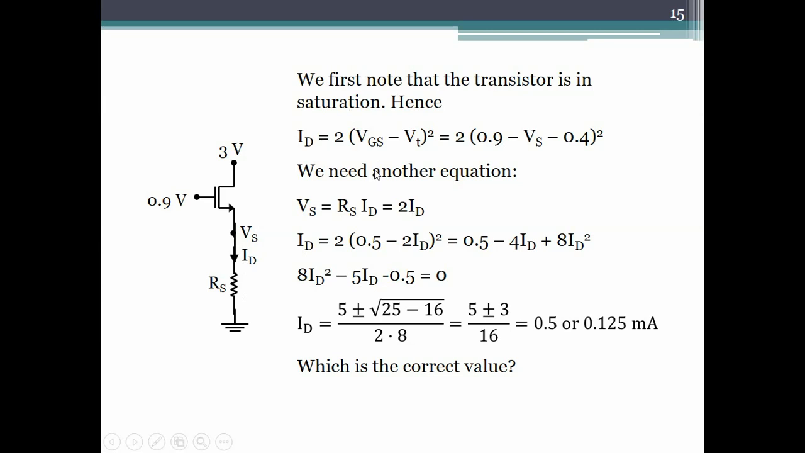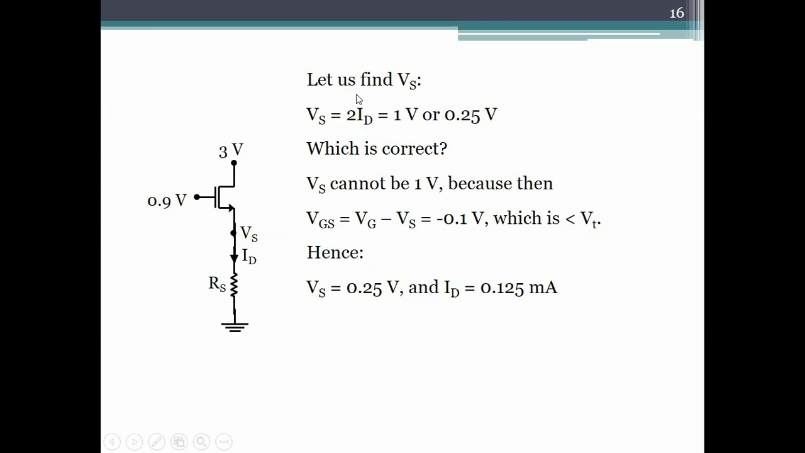So we substitute both of these and we get a quadratic, and we solve the quadratic and we get two currents, 0.5 or 0.125. Which is a correct value? Currents are always difficult to see, so we find the voltages. So let's find the voltage corresponding to each of these values. So VS is 2 times ID, so it's either 1 volt or 0.25 volts. VS is either 1 volt or 0.25 volts.